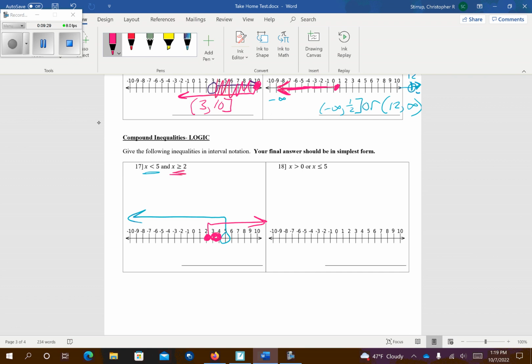It's an AND problem because the word AND was there. So I'm going to list that region. So I'm going to go hard bracket 2 to 5, and the 5 is going to be a soft bracket because it was an open dot.